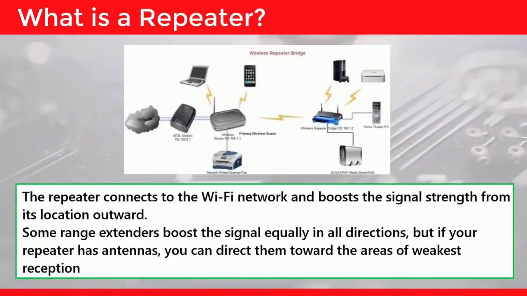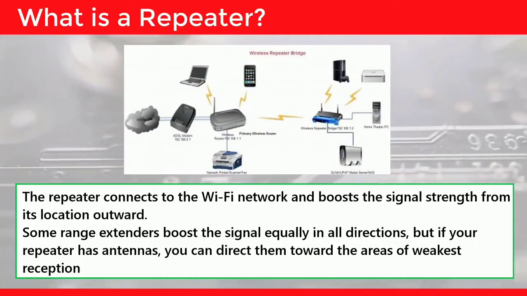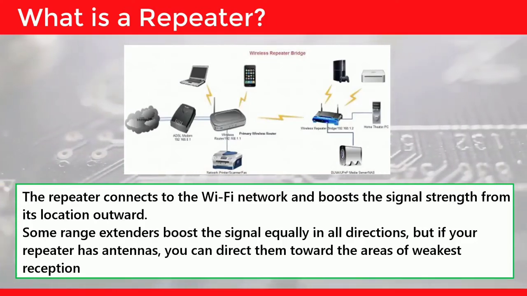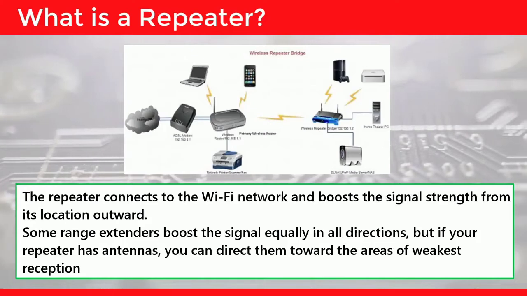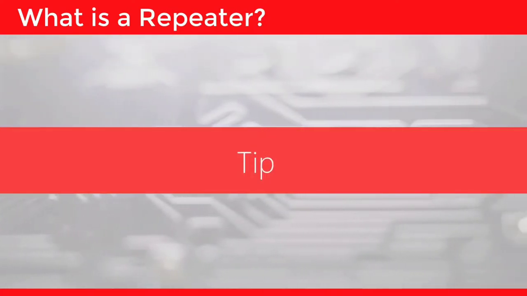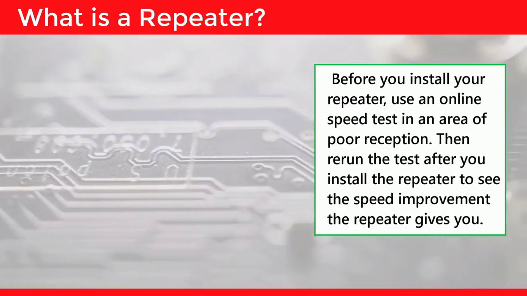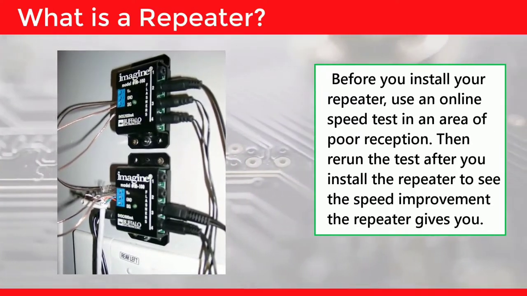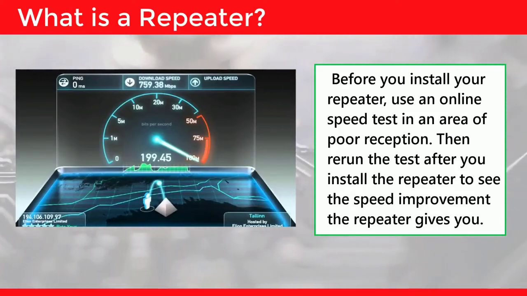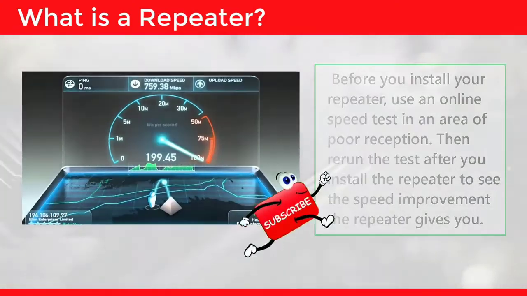The repeater connects to the Wi-Fi network and boosts the signal strength from its location outward. Some range extenders boost the signal equally in all directions, but if your repeater has antennas, you can direct them towards the areas of weakest reception. Tips: before you install your repeater, use an online speed test in an area of poor reception. Then rerun the test after you install the repeater to see the speed improvement that the repeater gives you.